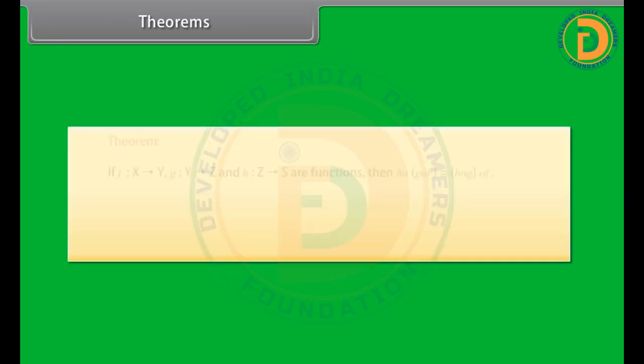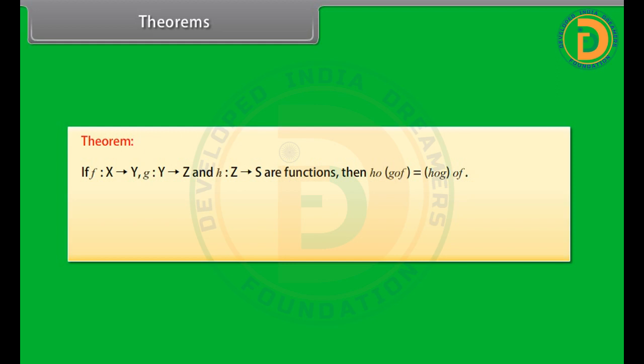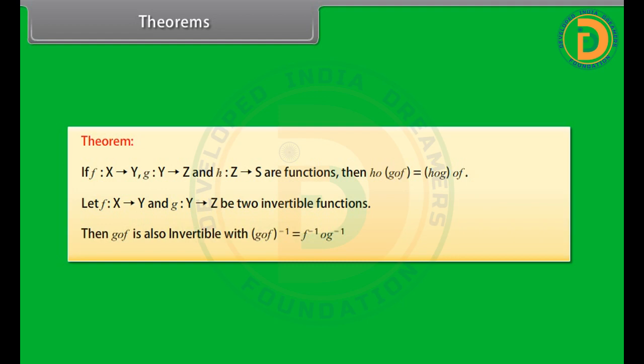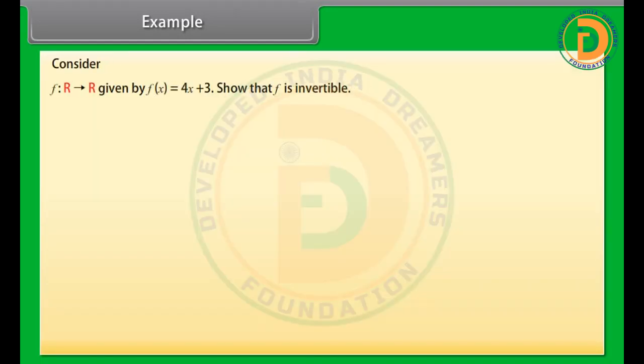Theorems. If function f from X to Y, function g from Y to Z, and function h from Z to S are functions, then h o (g o f) is equal to (h o g) o f. Let function f from X to Y and function g from Y to Z be two invertible functions. Then g o f is also invertible, with inverse of g o f equal to f inverse o g inverse. Example. Consider function f from R to R given by f of x is equal to 4x plus 3.